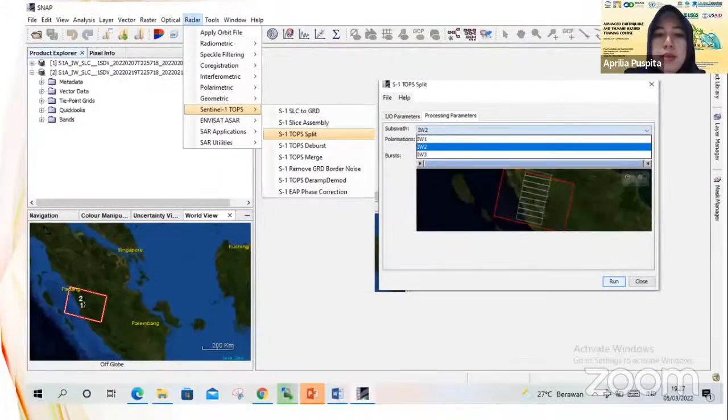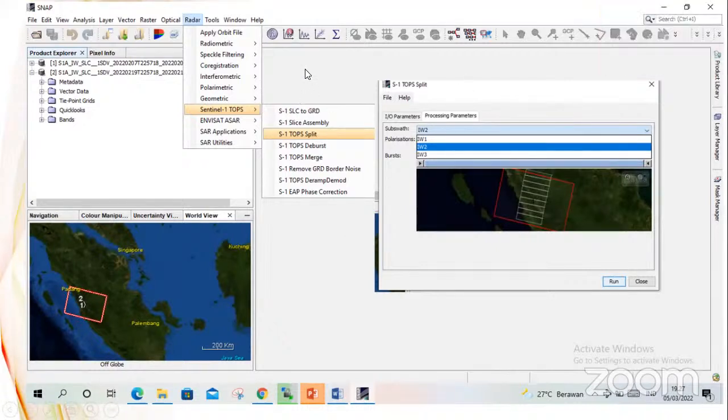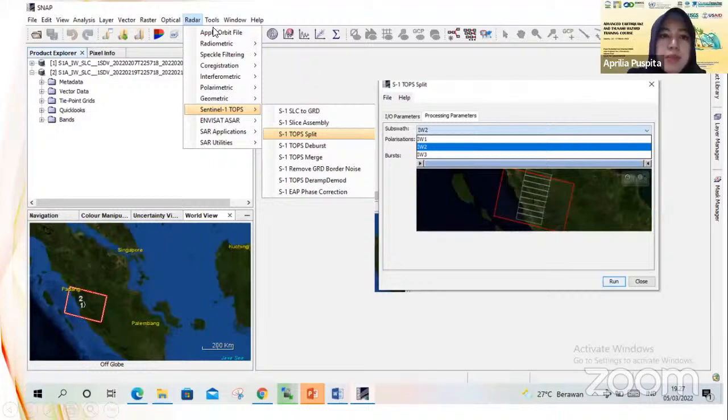Okay, if you have a failure using Graph Builder, maybe you can process it one by one. The first is you can use the operator Radar, Sentinel-1 TOPS, here, this is S1 TOPS Split. This is the processing parameter that we use. You can choose the area of interest in IW1 or IW2, it is up to you.